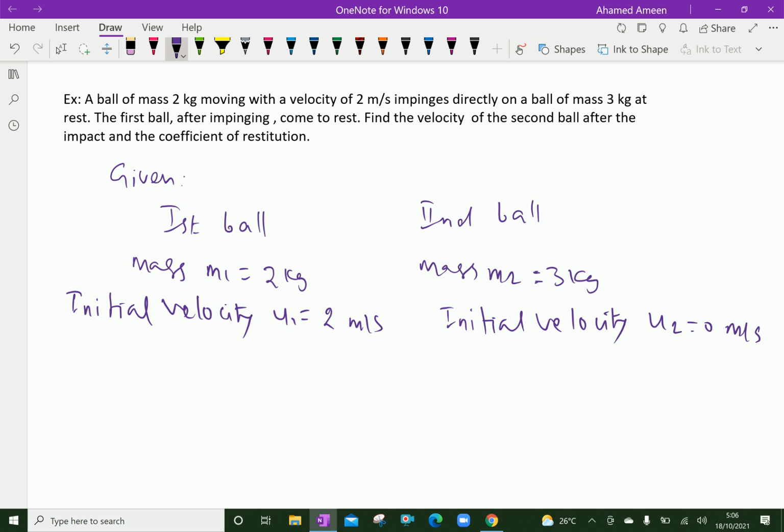Now we will do the final velocity of the first ball. Final velocity, that is v1 equals 0. You have to find here the final velocity of the second ball, v2, equal to unknown.